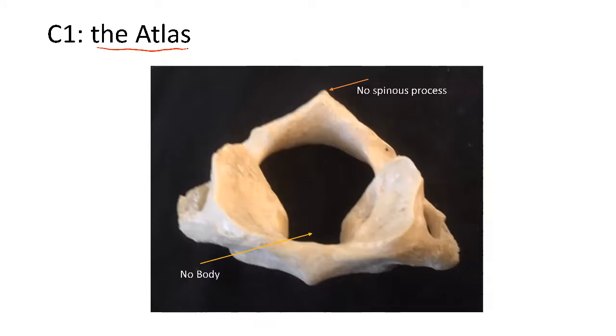You'll notice that it has no spinous process and no body. The body should be here between the two articular processes, but it doesn't have it. It does have this key transverse foramen though. You can just make it out there on the side, but we have no body for the atlas. Remember, atlas holds up the head.